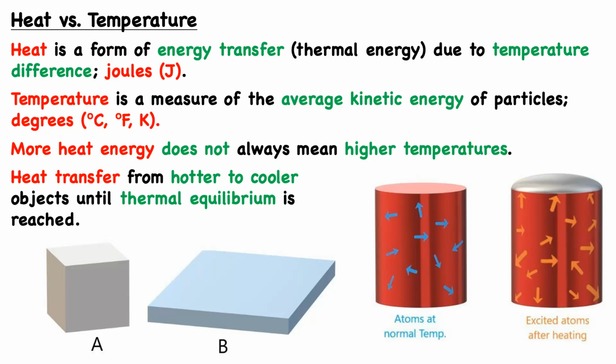So in this video, we're going to talk about heat, and we'll start by discussing the differences between heat and temperature. So heat is actually a form of energy transfer, and of course the type of energy is thermal energy. And it occurs due to a temperature difference, and we measure the heat in the unit joules.